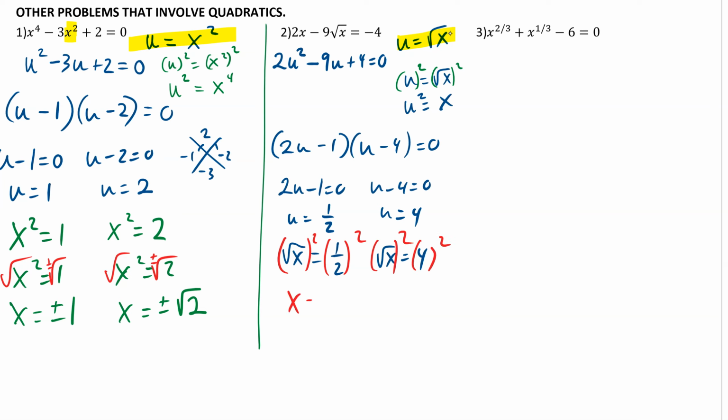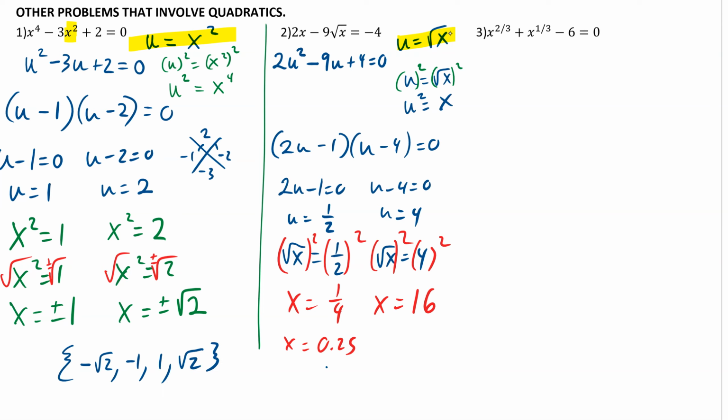And we get x equals 1/4, and x equals 16. Or you can write this as a decimal if you want, your choice. But those are our answers. So let's go back and write our solution set here. We have negative square root of 2. I'm going to put them in order: -1, 1, and square root of 2. And then over here, we have 0.25 and 16. And then we just have one more.